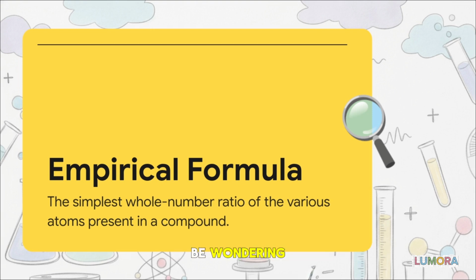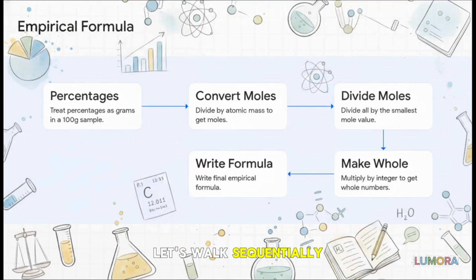Now you might be wondering, why do chemists even care about this stripped-down version? Well, because when you run an unknown substance through a mass spectrometer, the machine doesn't just hand you a neat structural blueprint. It simply outputs the raw mass ratios of the elements. So finding the empirical formula is really your very first step in translating that raw data into an actual chemical identity.